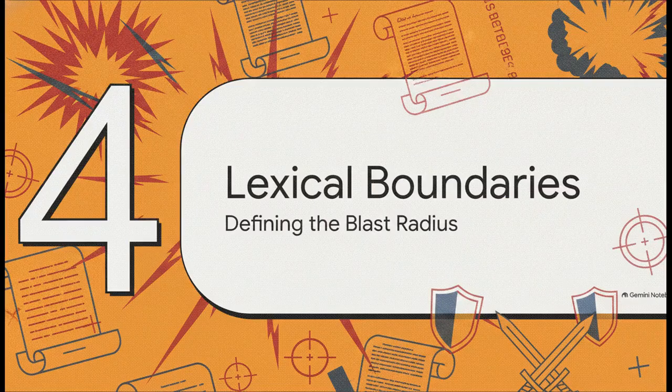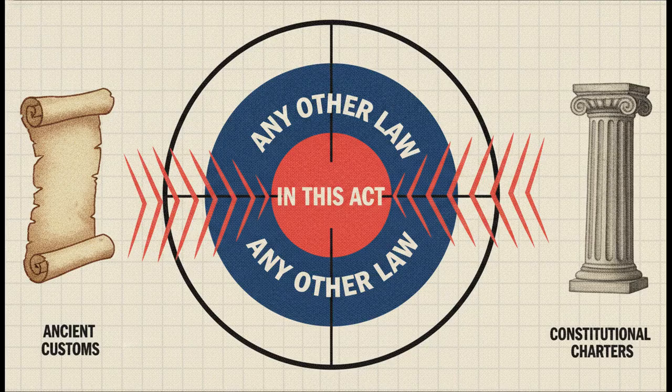Section 4. Lexical boundaries matter. Now that we know the rules of engagement, let's look at how exact wording defines a clause's blast radius. I cannot stress enough how much words matter here. A non-obstante clause isn't just some infinite bomb. It's a highly targeted strike.